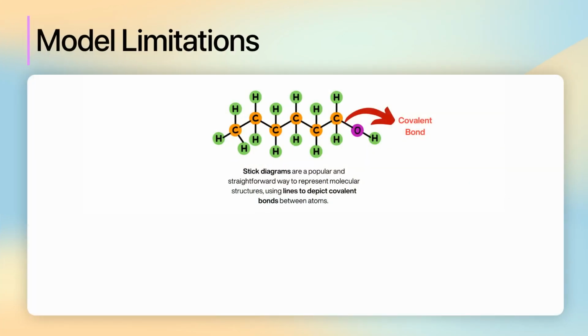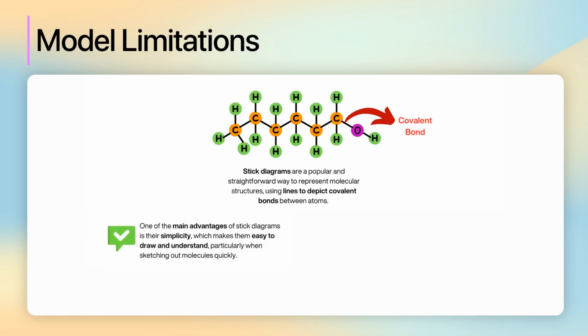Stick diagrams are a popular and straightforward way to represent molecular structures, using lines to depict covalent bonds between atoms. One of the main advantages of stick diagrams is their simplicity, which makes them easy to draw and understand, particularly when sketching out molecules quickly. This makes them ideal for representing large, complex molecules where showing all valence electrons would be impractical.